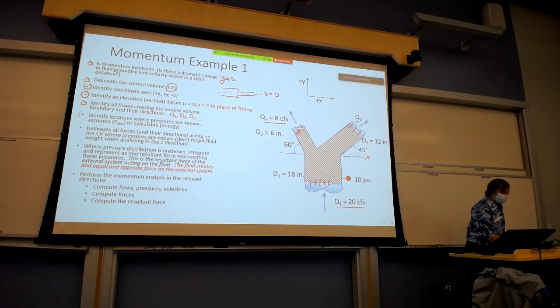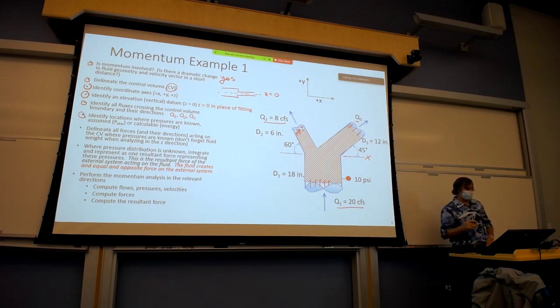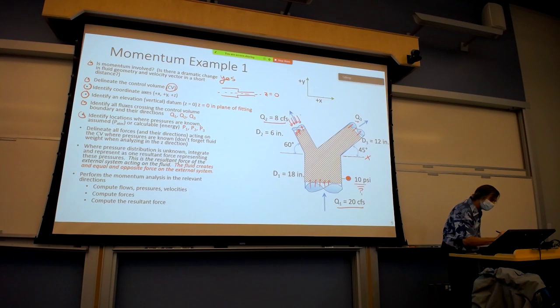The next one, locations where pressures are either known, assumed, or calculable. And I think you can see down here, P1 is 10 psi. There's no reason to believe that there is a free jet at P2. You can see the pipes cut away, and there's also a P3 here.